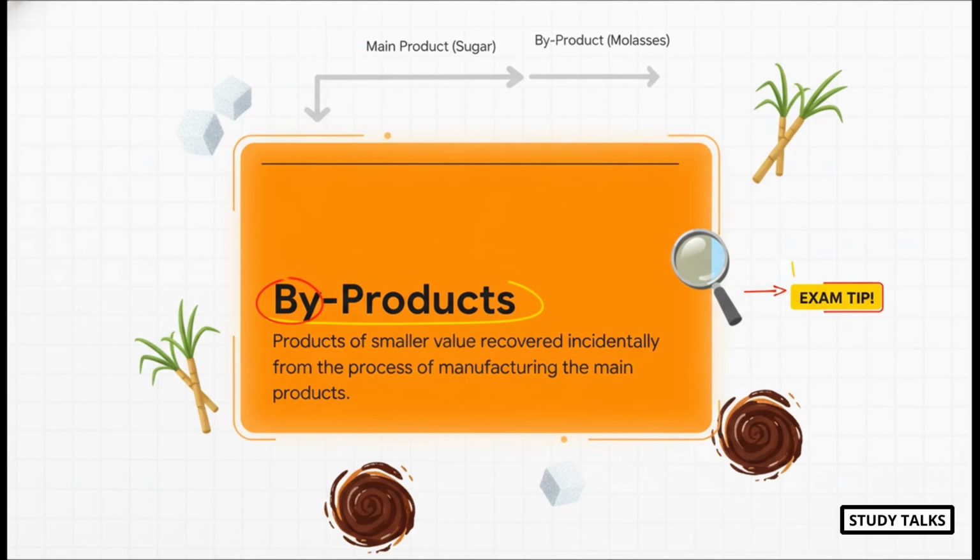And what about byproducts? Well, these are the little guys. They're the things that pop up incidentally while you're focused on making something else. Think about a sugar factory. The main goal is to produce sugar, but along the way you get molasses. It has some value, sure, but it's nothing compared to the sugar. It's kind of like a bonus you weren't really aiming for.